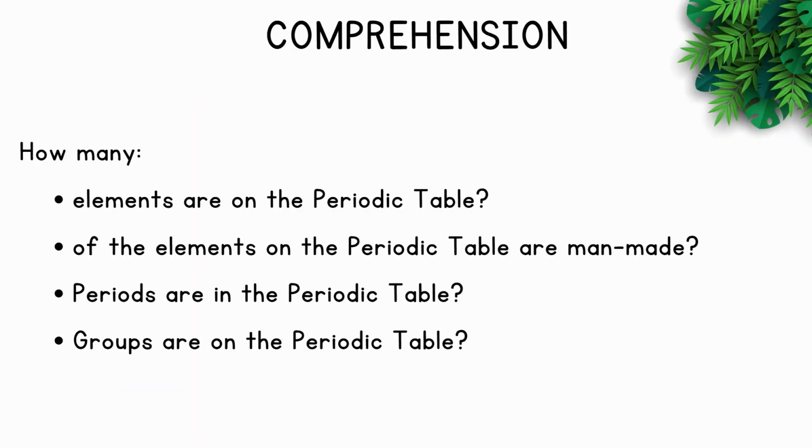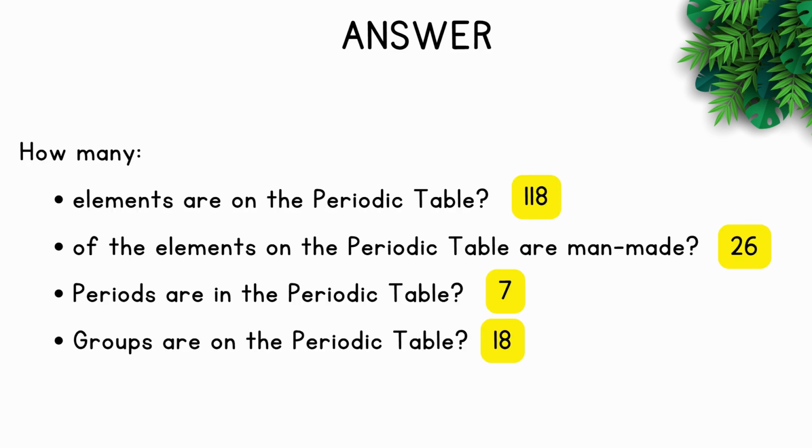Comprehension. How many elements are on the periodic table? How many of the elements on the periodic table are man-made? How many periods are in the periodic table? And how many groups are on the periodic table? Did you get them correct? Excellent! So there are 118 elements on the periodic table, 26 of them are man-made. You have 7 periods and 18 groups. Good job!